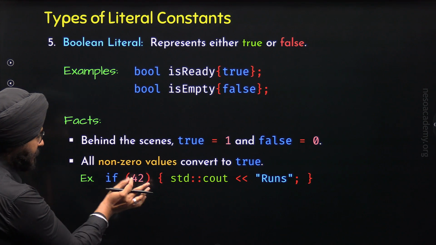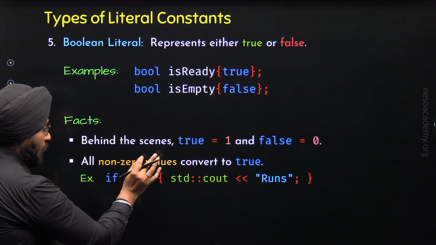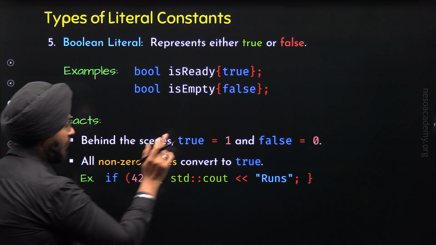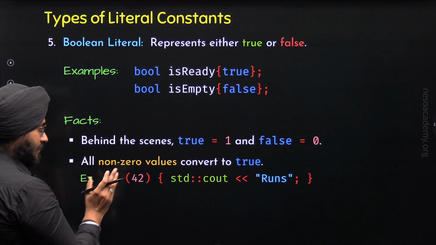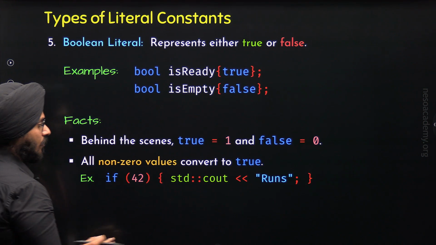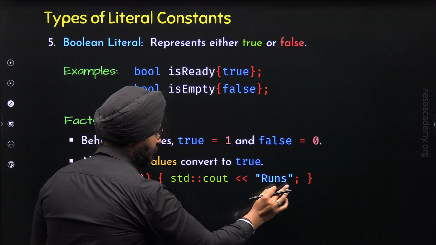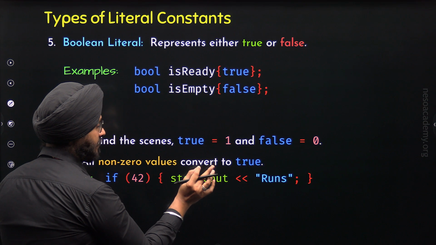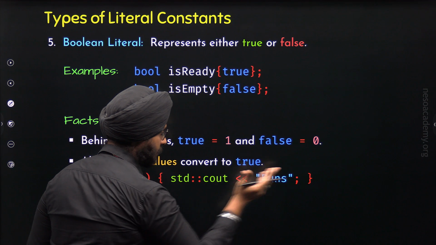Here we have this condition. We have this value 42. 42 is a non-zero value. Hence, it will be converted to true. So here we will get true. Now we can say that the condition is true. Therefore, this code will execute. So we will get "runs" on the screen because this is the cout object which is responsible for printing this string literal on the screen.